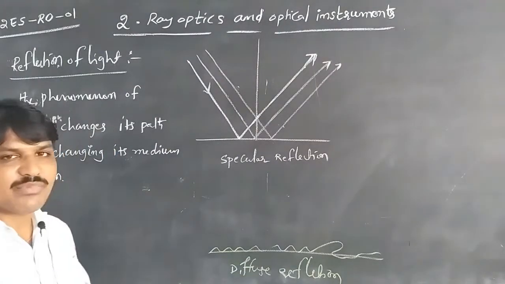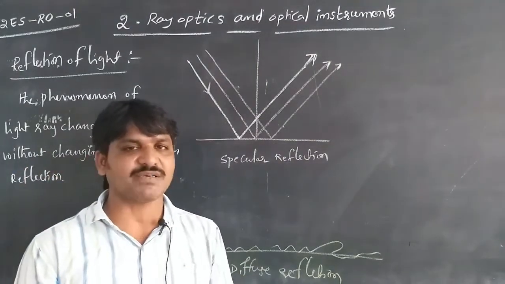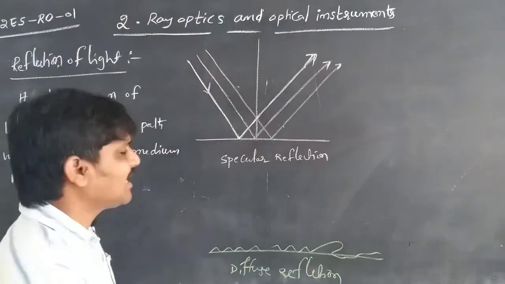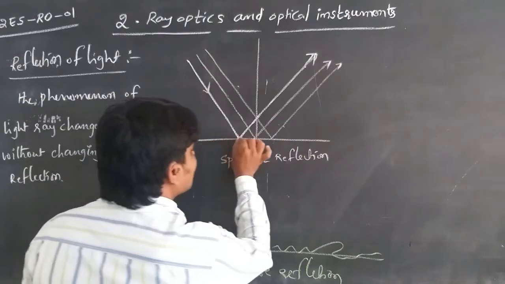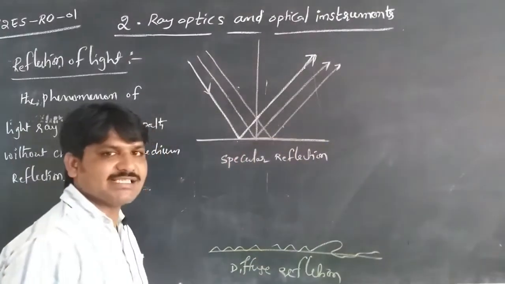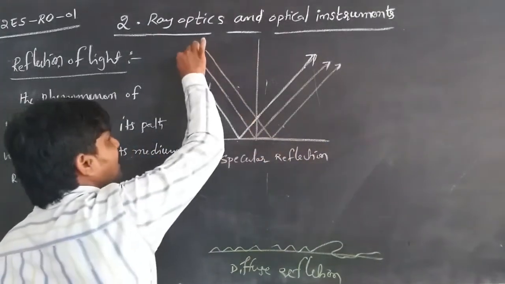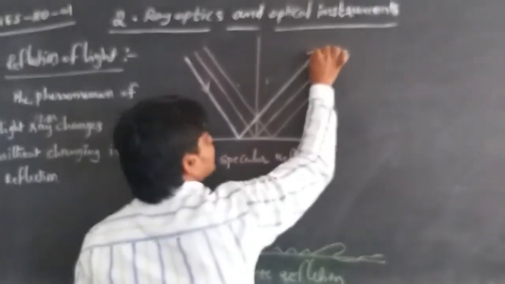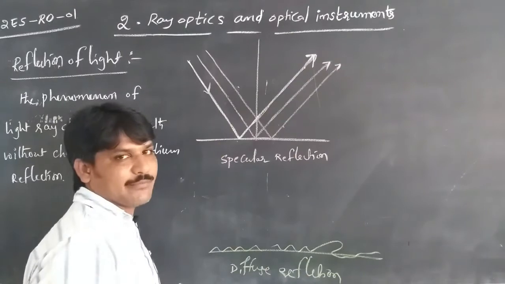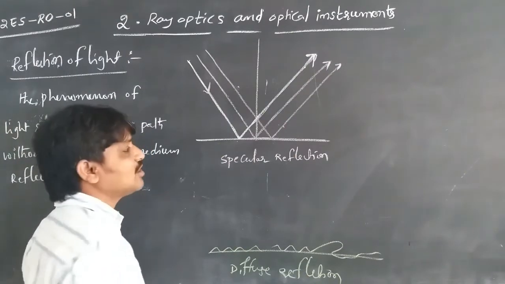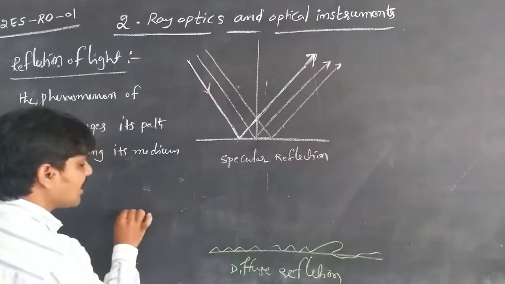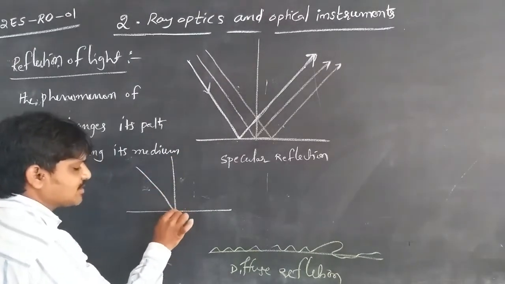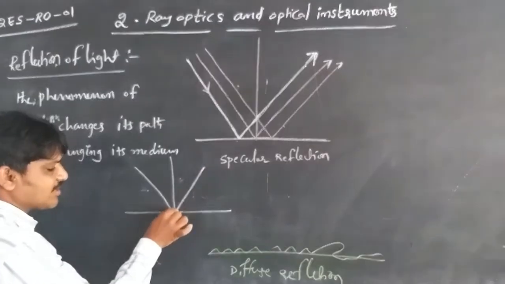Here there are two types of reflection. The first one is regular reflection, which means the light ray is incident on a smooth surface. When the light ray is incident on the smooth surface, it reflects and moves into the same medium without changing its angle with the normal.